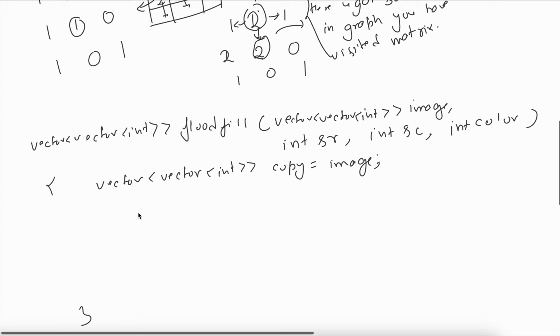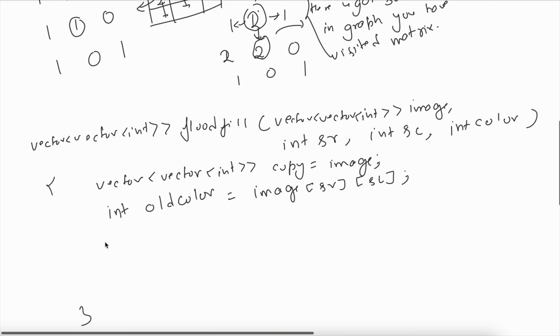Now we have discussed the base case. For that base case we will have one function. Before that, we are not given the old color, so we will store the old color. What is the old color? The old color is the color at the sr, sc location. Do we need anything more? No, we have sufficient information.